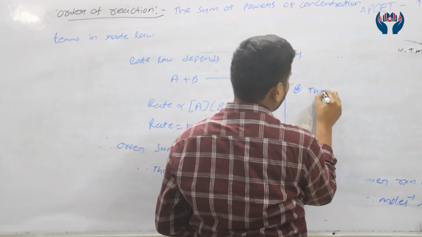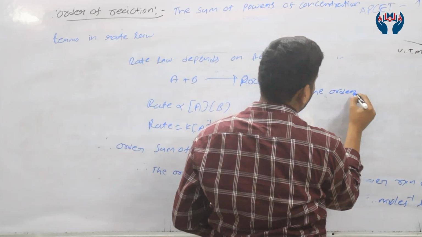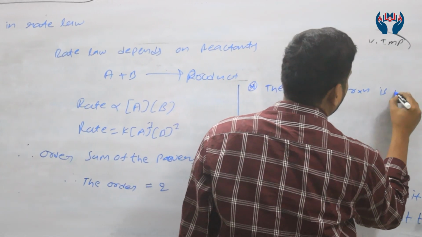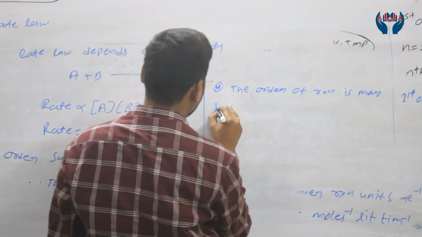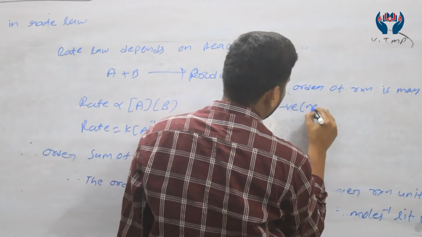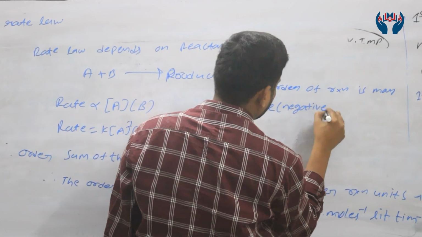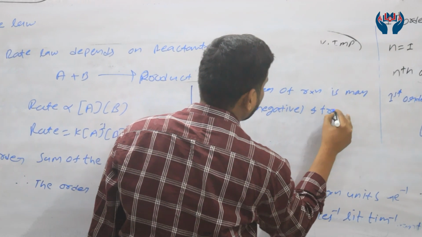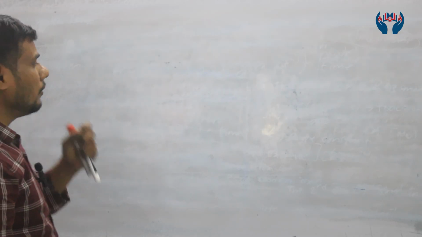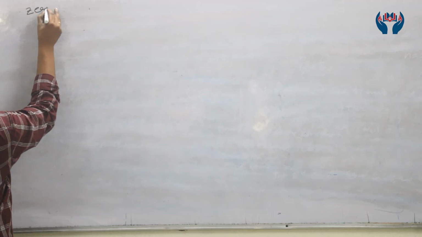In some reactions, the order of reaction may be negative and fractional also. For example, they are calculating the mathematical representation of zero order reaction.